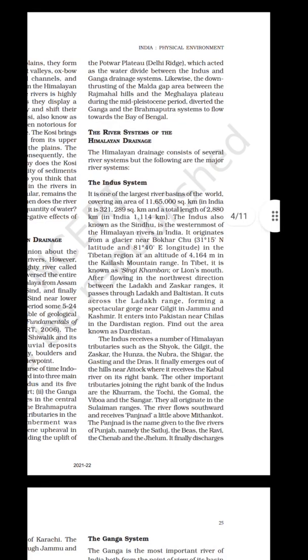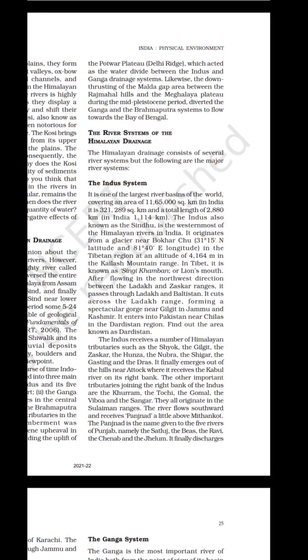It originates from a glacier near Bokhar Chu, at 31 degrees 15 minutes north latitude and 81 degrees 40 minutes east longitude, in the Tibetan region at an altitude of 4,164 meters in the Kailash mountain range. In Tibet, it is known as Singi Kamban or Lion's Mouth. After flowing in the northwest direction between the Ladakh and Zaskar ranges, it passes through Ladakh and Baltistan.